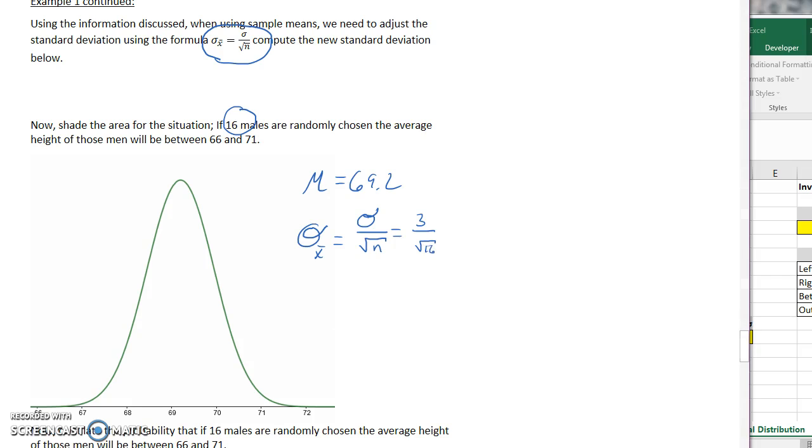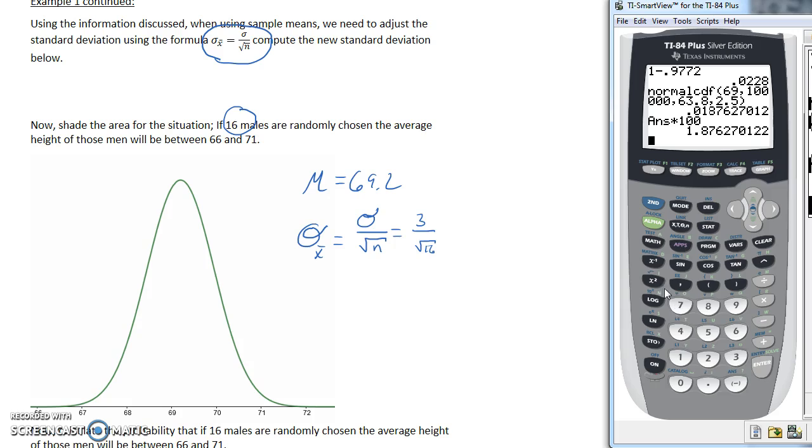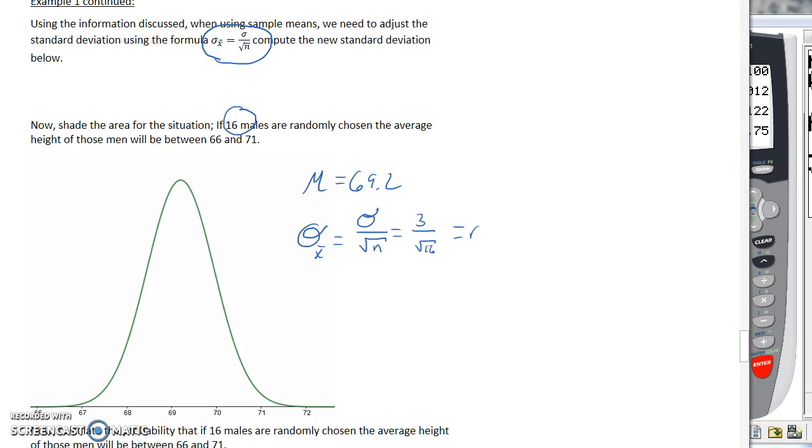So I can do that in my calculator. I also could probably work it out in my head, but 3 divided by the square root of 16 gives us 0.75. So you can see my old standard deviation was 3. My new standard deviation is 0.75. I have made that standard deviation much smaller because, again, we are averaging a bunch of males' heights up, so we're not going to have as many outliers, because even if I do pick a very tall person, they're going to wash out in the long run.